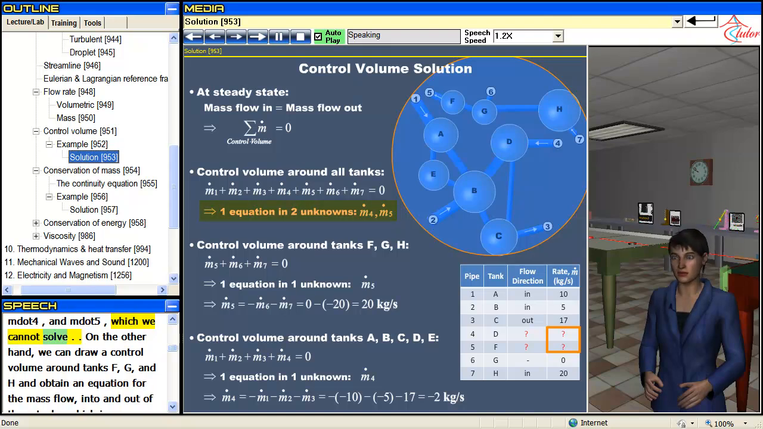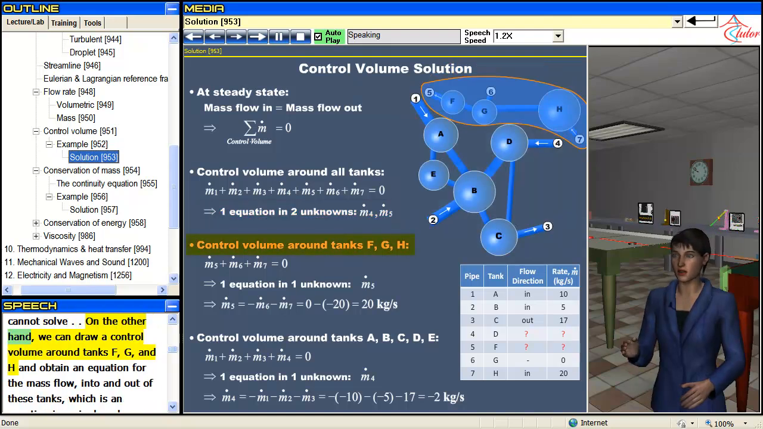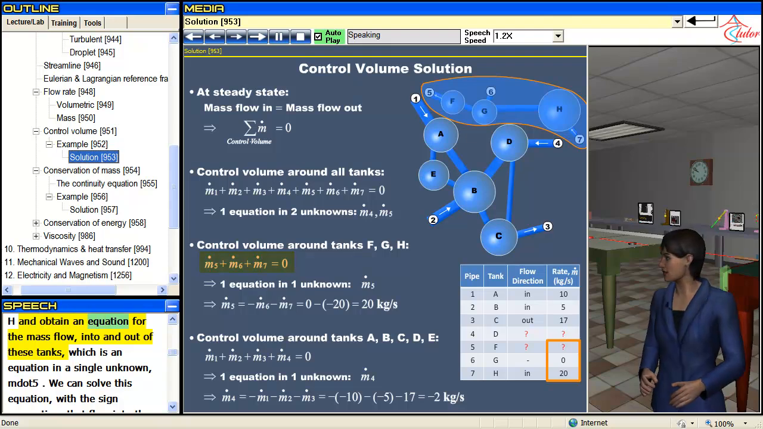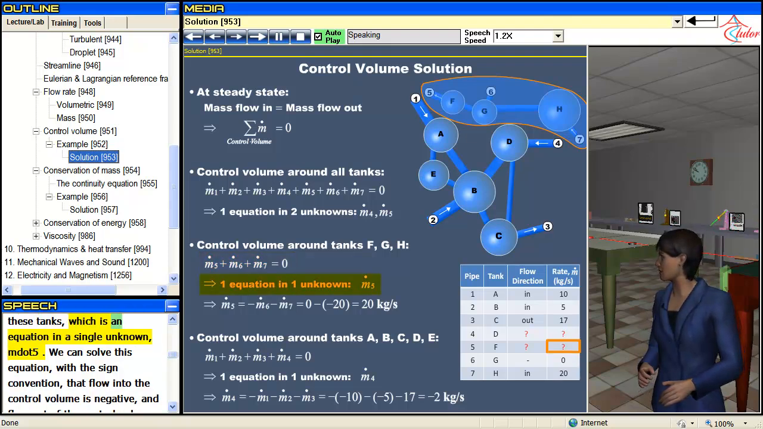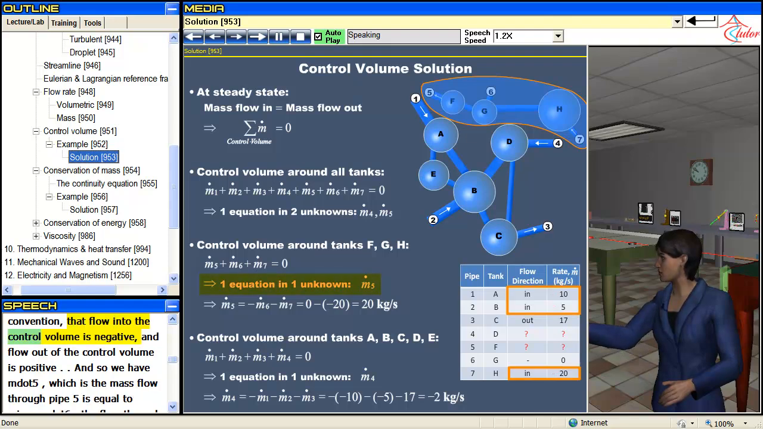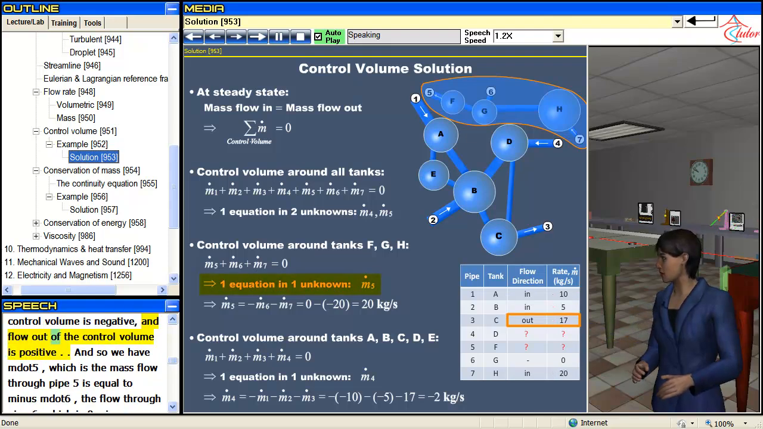On the other hand, we can draw a control volume around tanks F, G, and H, and obtain an equation for the mass flow into and out of these tanks, which is an equation in a single unknown, m.5. We can solve this equation with the sign convention that flow into the control volume is negative, and flow out of the control volume is positive.